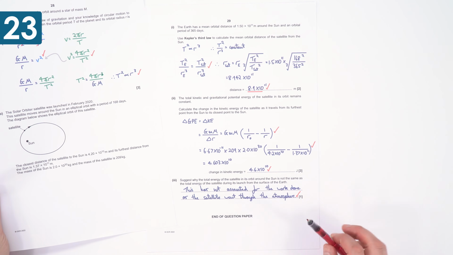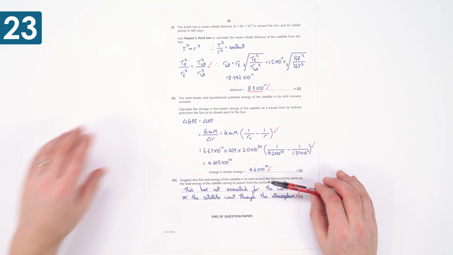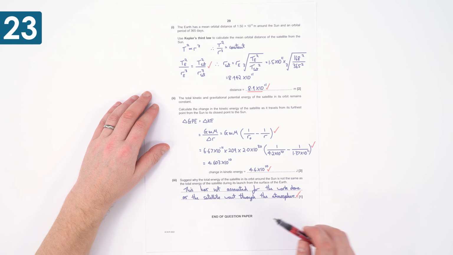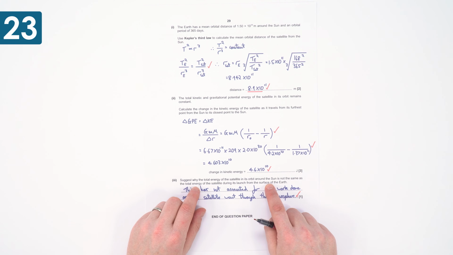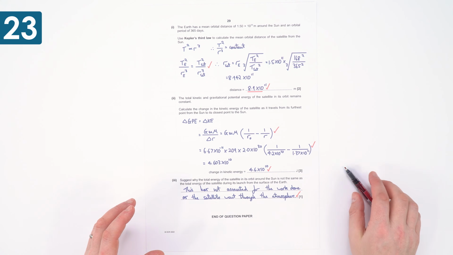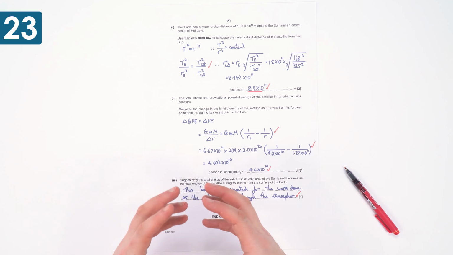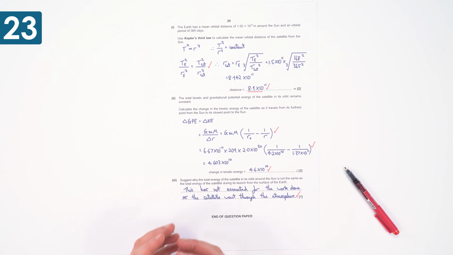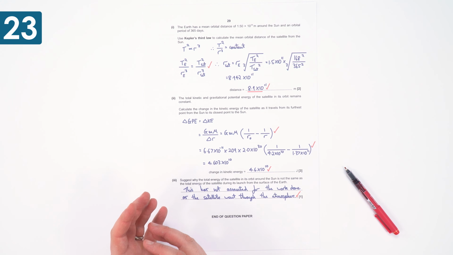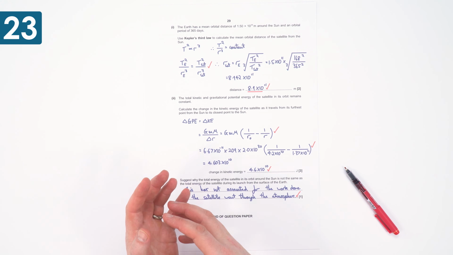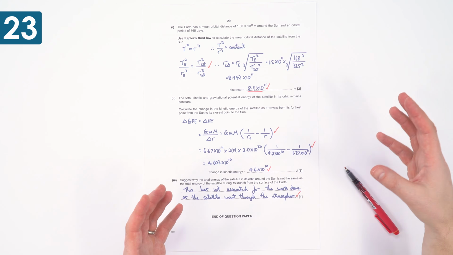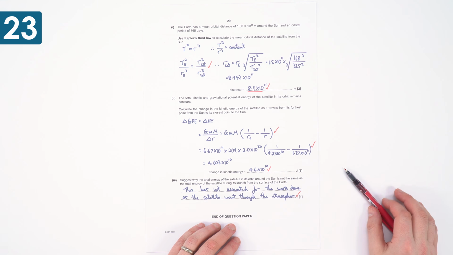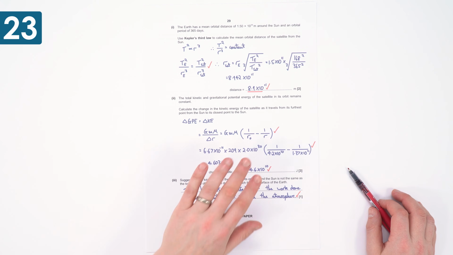And finally, the last one, a bit of a higher demand kind of question. Why the total energy of the satellite in orbit around the Sun is not the same as the total energy of the satellite during its launch from the surface of the Earth. Well, effectively, when that satellite was on the Earth, it was in the gravitational well of the Earth, and therefore work had to be done to get the satellite away from the Earth, through the atmosphere, and then into orbit around the Sun. Has that explained it? Hopefully it has.